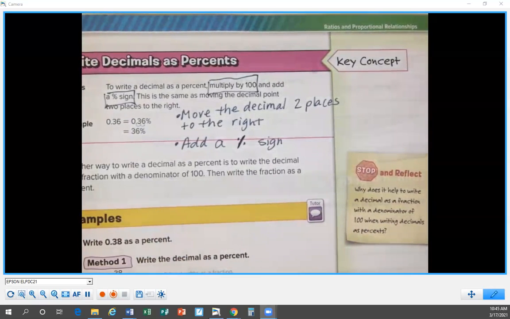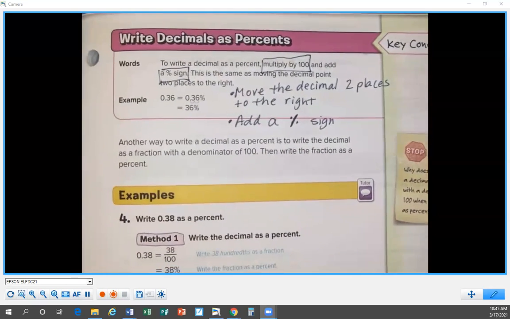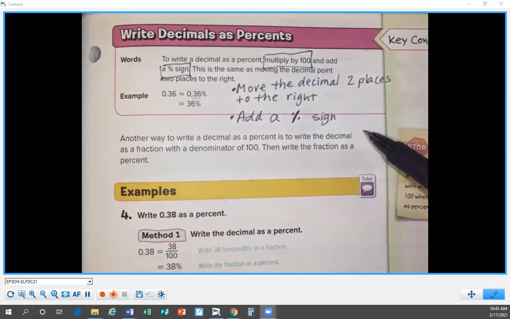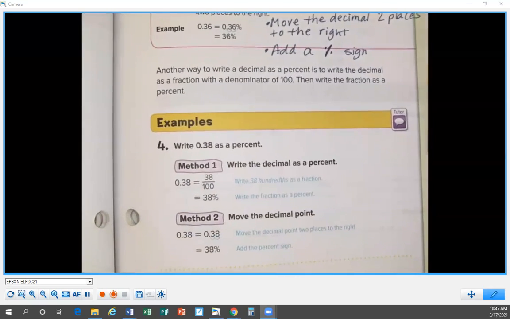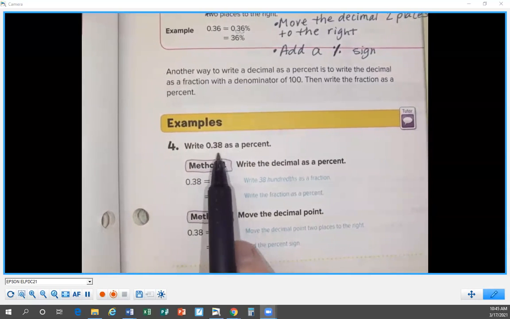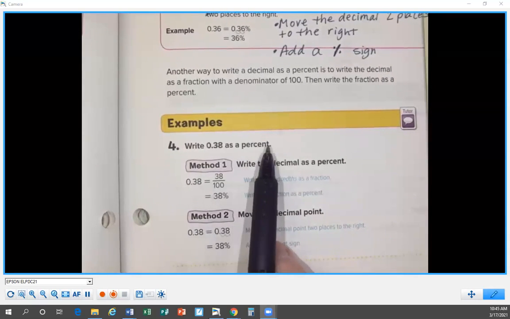So moving the decimal 2 places to the right is the same as multiplying by 100. Another way to write a decimal as a percent is to write the decimal as a fraction with a denominator of 100, and then write the fraction as a percent. Okay, so let's look at those two methods. Write 0.38 as a percent.